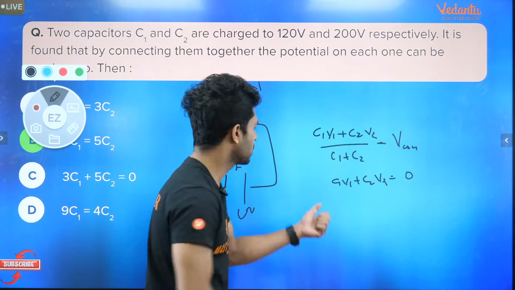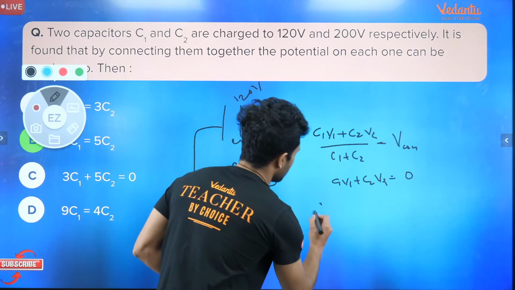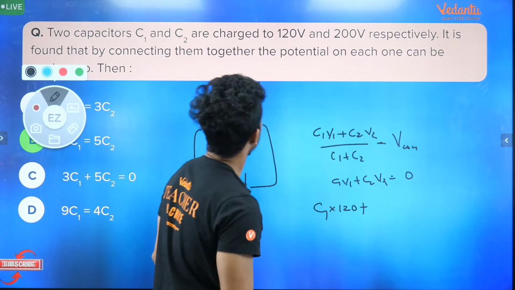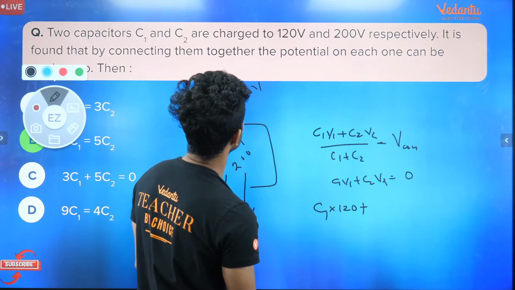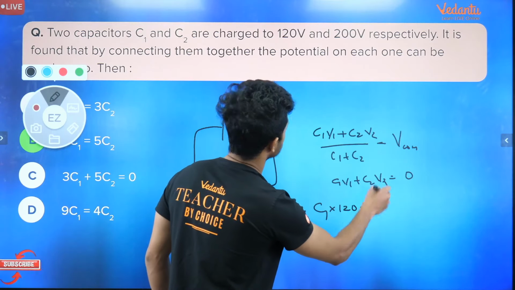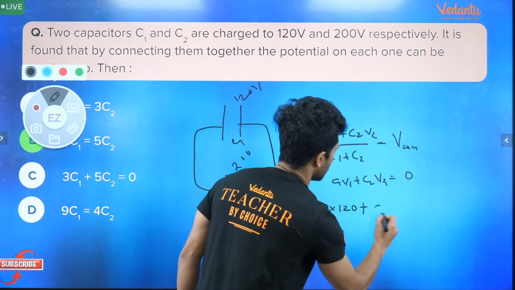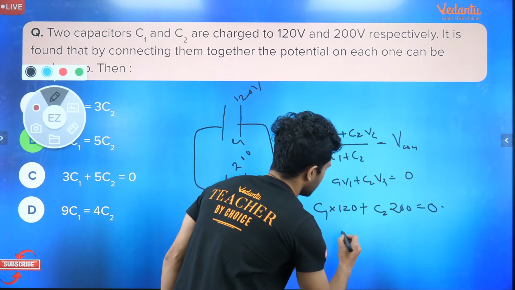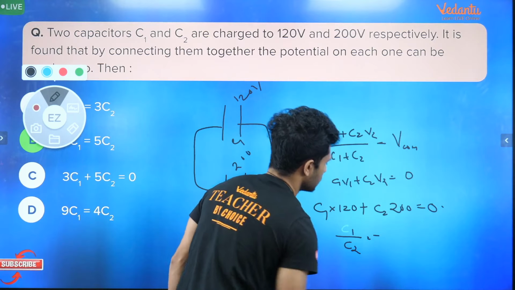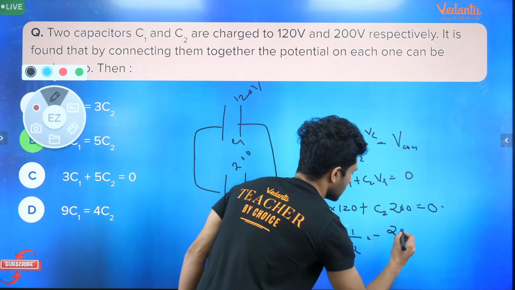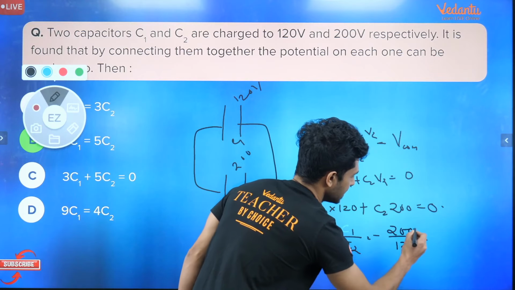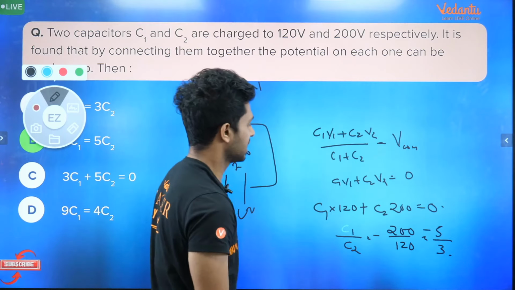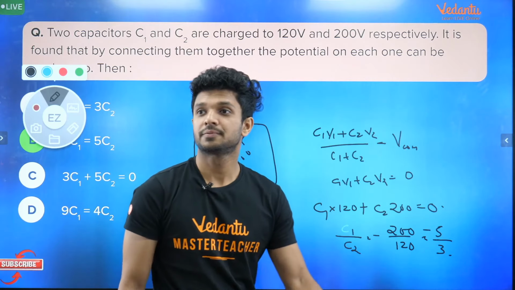Yes or no? So what is the value for C1? It is not given. Let us write C1 itself, with a potential of 120, plus C2 into V2, which is C2 itself and V2 is 200, equal to 0, right? So what will you get? C1 by C2 is equal to negative of 200 divided by 120. The zeros cancel, so this will be equal to 5 divided by 3 with a negative sign, right? Yes or no?